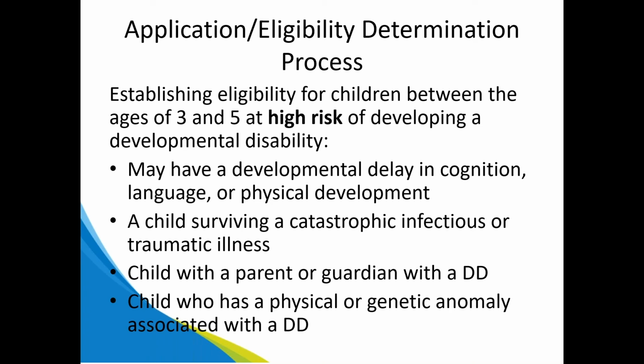If early intervention services are not provided, or the child has one or more physical or genetic anomalies associated with a developmental disability. These may include genetic or chromosomal disorders, metabolic disorders, congenital malformations, neurological abnormalities, congenital and acquired infectious diseases, chronic or catastrophic illnesses, or a parent or guardian with a developmental disability who requires assistance in meeting the child's developmental needs.